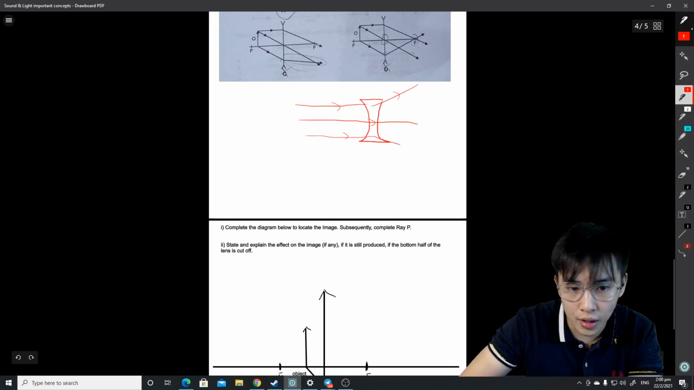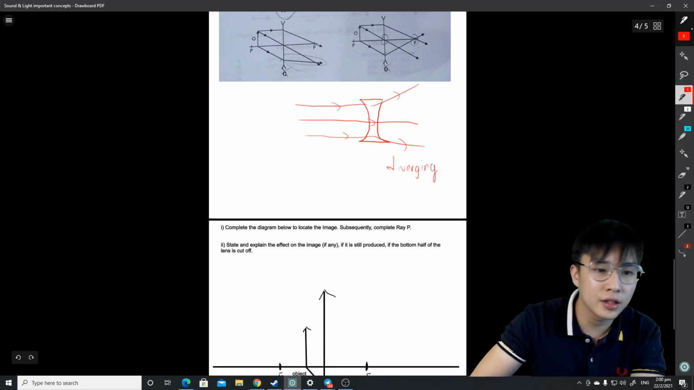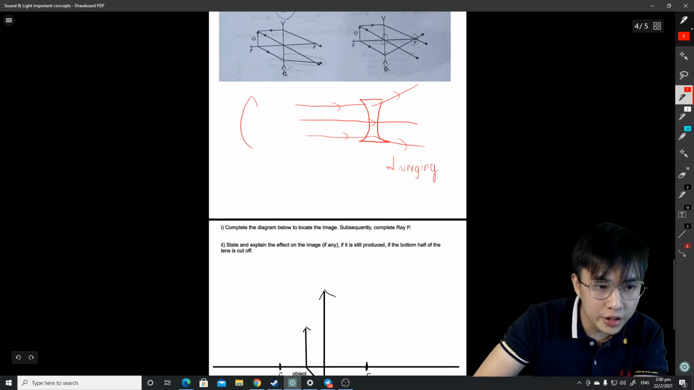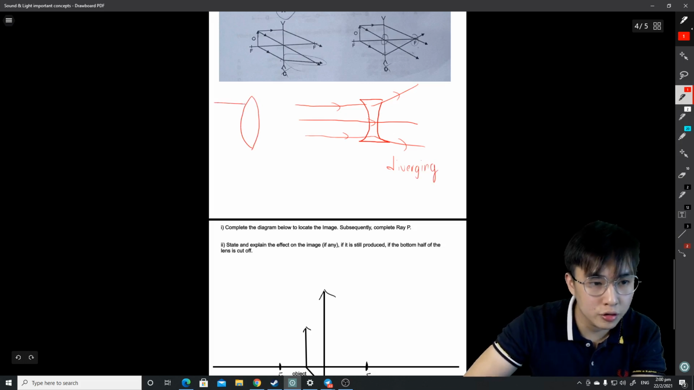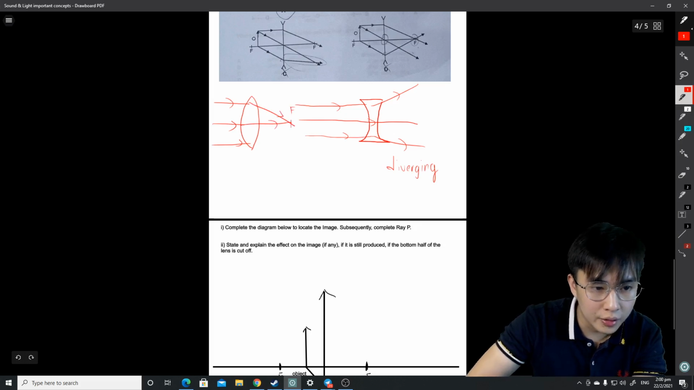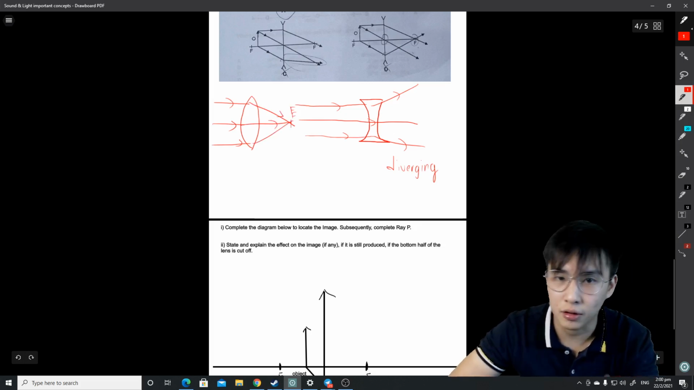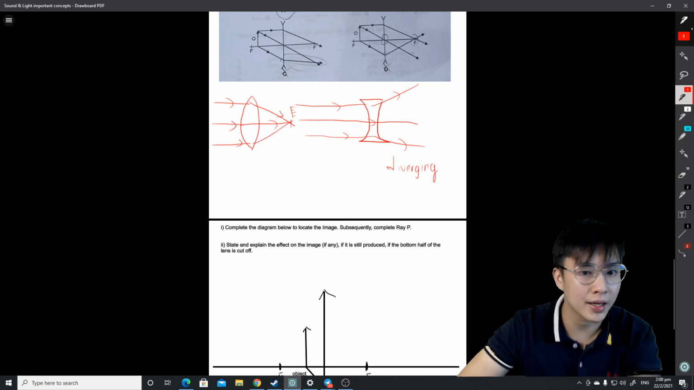Go through here, it'll go out like that. This is called diverging. Okay, you have learned converging before. Converging is like that. If you shoot parallel rays, it will just go straight through. This one will cut down at F, and this one will also cut down at F. Now, the same concept actually applies for diverging.